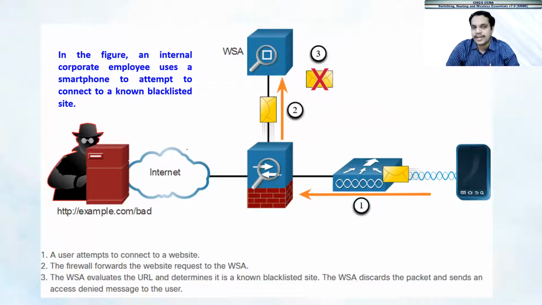Then if it's not a blacklisted site and it is an allowed website, it will automatically forward that request to the internet. But if that URL is in the blacklist, then it will automatically discard the packet and send a message back to the user saying that your access is denied. You cannot access this particular web page. So an internal corporate employee uses a smartphone to attempt to connect to a known blacklisted site. It will not be able to do so because of the WSA.